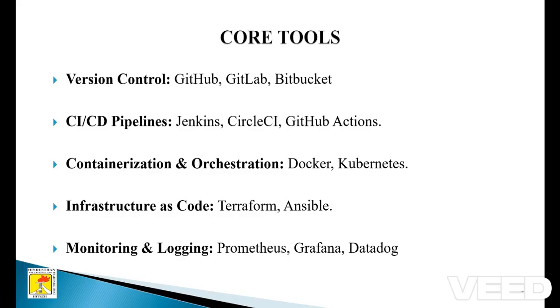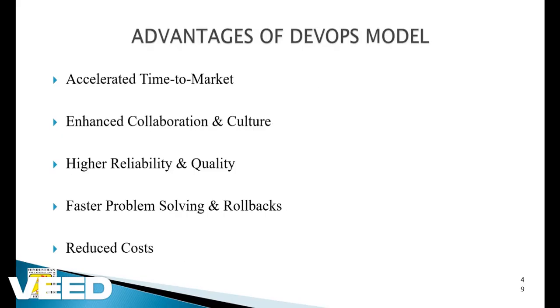First is version control. In this, we are using GitLab and Bitbucket. Second is CI/CD pipelines. In this, we are using Jenkins, CircleCI, and GitHub Actions. And third one is containerization and orchestration. In this, we are using Docker and Kubernetes. Fourth one is infrastructure as code. In this, we are using Terraform and Ansible. And the fifth one is monitoring and logging. In this, we are using Prometheus, Grafana, and Datadog tools.